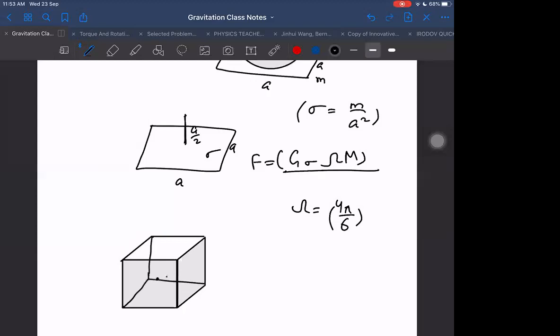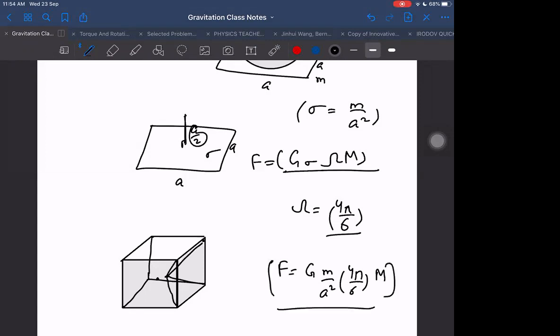And if it is equidistant, then the share of solid angle formed at the center by each face will come out to be an equal share, that is 1 by 6. In those cases only, when it is at an exactly perpendicular distance a by 2. Therefore I am able to say for each face it will be 4 pi by 6. Then the force will come out to be G sigma, that is m upon a square, into omega 4 pi by 6, into capital M. See how easily we are getting that, right?